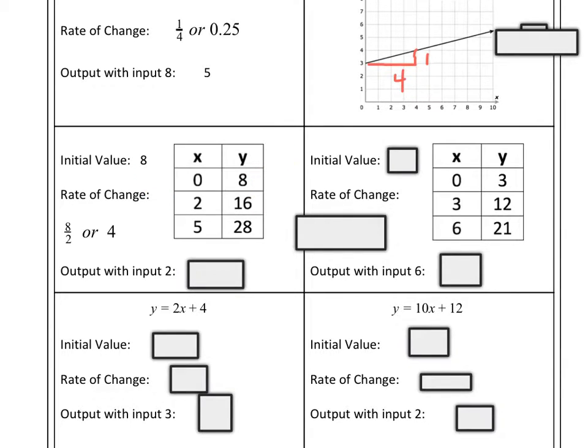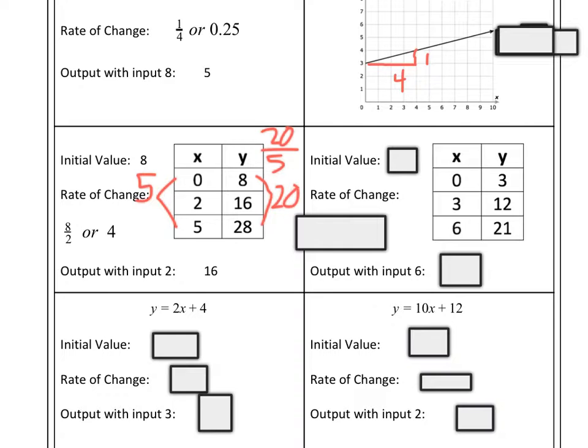You could have also picked different outputs. The difference between 8 and 28 is 20, and the difference between 0 and 5 is 5. And if you did 20 divided by 5, that would give you that same answer of 4. So it doesn't matter which differences you take, you just divide to find your rate of change. Finally, our output with the input of 2, x value of 2, our output will be 16. All right, see if you can figure out this table, and then we'll go over it together.